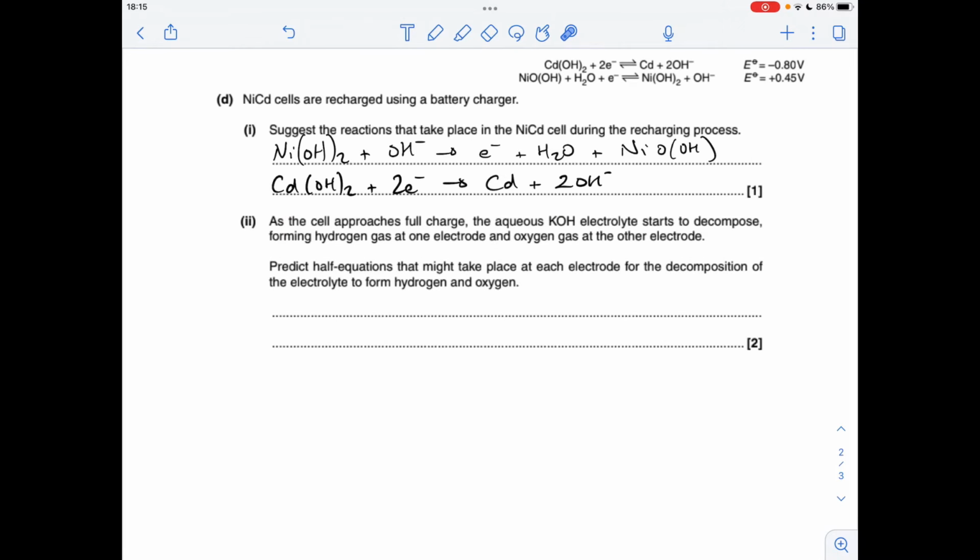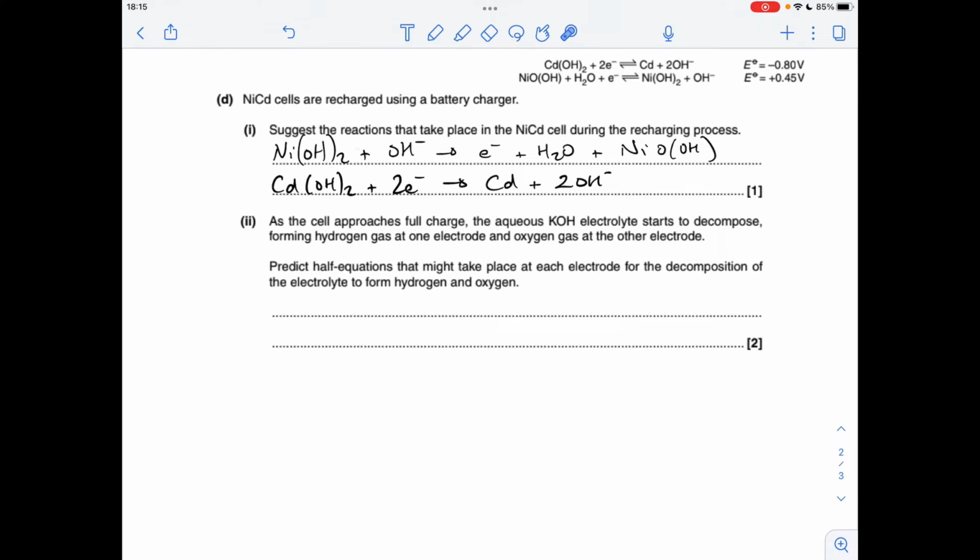Part D now, so what are the reactions that take place when the recharging process is happening? So you basically want the reverse of the natural reactions of the cell. So remember we said before, because this is more positive, this is going to run, when the cell operates, left to right. When you're recharging it, it's going to go that way. So we get this equation here. Likewise, when the cell operates, this top one moves from right to left. So when you're recharging it, it's going to go from left to right. So it's that one there.